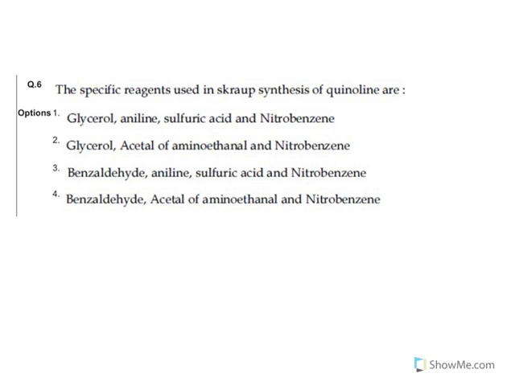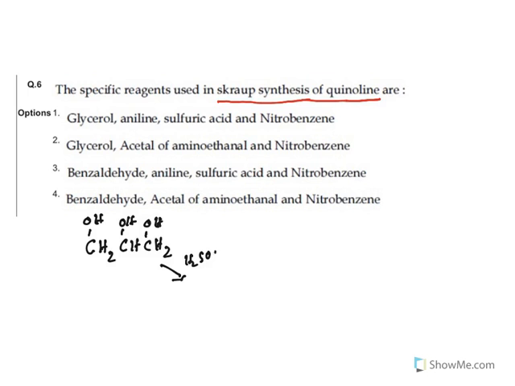Moving further. Now, the specific reagent used in Skraup synthesis of quinolines. You need to understand what the Skraup synthesis is and what happens in it. The synthesis starts with glycerol. Glycerol has 3 hydroxy groups. Now this glycerol, in presence of H2SO4 or sulfuric acid, is converted to acrolein. This is what acrolein is.